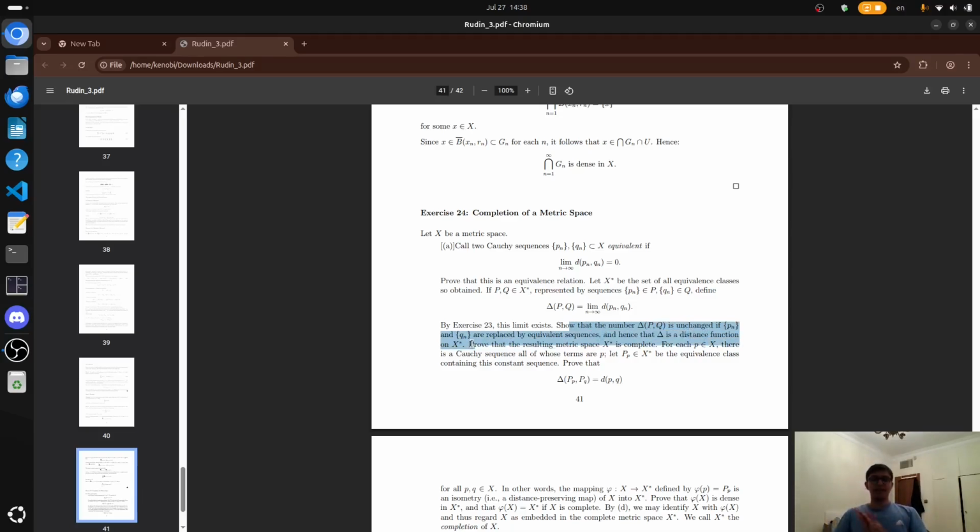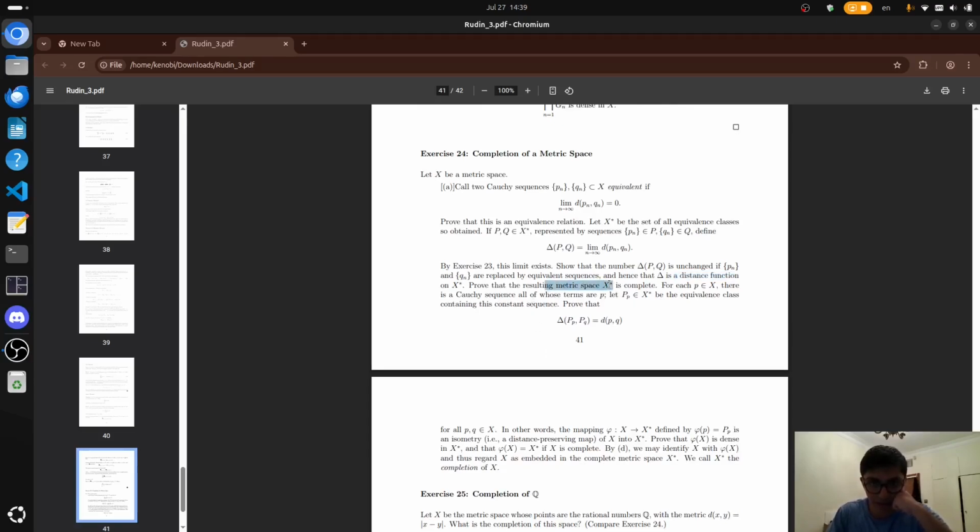Why is that? Because if you change it with an equivalent sequence, the distance from here to that equivalent sequence, and from there to the other sequence, is going to be the same size of neighborhoods. I'm just giving you the strategy to prove it, I'm not proving it myself. What do you need to think about to prove it, right? And likewise, you can show it is a distance function.